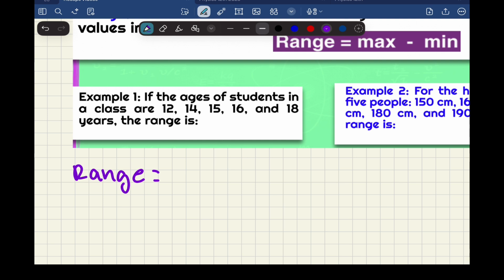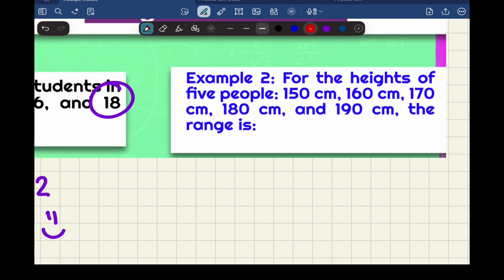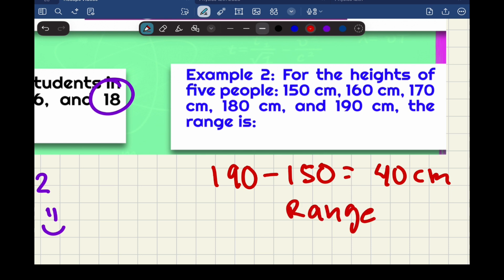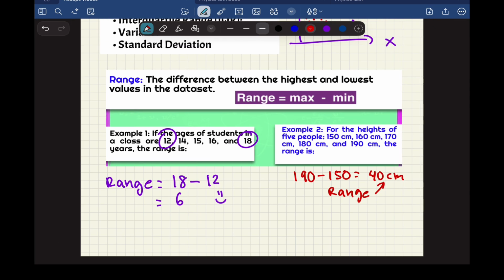is going to be, what is the biggest one? The biggest one in this case is 18. So it's 18 minus the smallest one, 12. So this is 6. Easy peasy. Okay, the same happens with this one. For the heights of 5 people, we can identify the biggest one, 190, minus the smallest one, 150 centimeters. So 40 centimeters will be the range, and that's it. Easy peasy. But then we have a problem with this range.